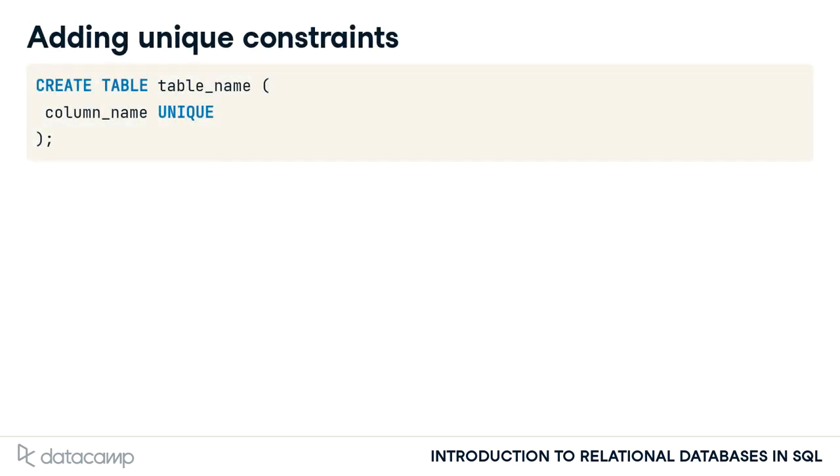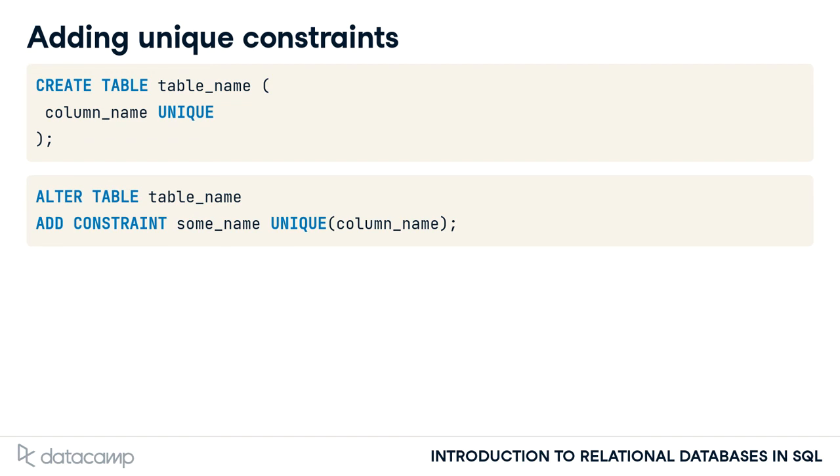Here's how to create columns with unique constraints. Just add the unique keyword after the respective table column. You can also add a unique constraint to an existing table. For that, you have to use the add constraint syntax. This is different from adding a not null constraint. However, it's a pattern that frequently occurs. You'll see plenty of other examples of add constraint in the remainder of this course.